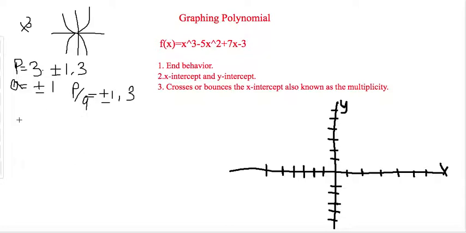I am going to try using positive 1. So I'm going to use synthetic division. In order to do synthetic division, we have to check if everything's ordered. We have x cubed minus 5x squared plus 7x minus 3, so everything's ordered. Now we're just going to write the coefficients: 1, -5, 7, and -3.